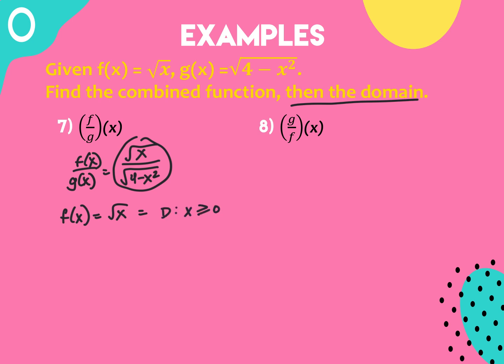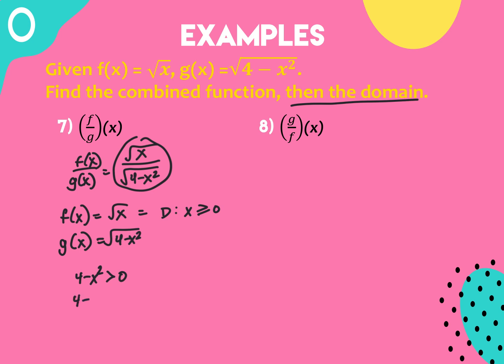So the domain of this, I know, is that x has to be greater than or equal to 0. The denominator is where this gets tricky, because my g of x, normally I would just say, okay, 4 minus x squared has to also be greater than or equal to 0. The issue is that, remember, 4 minus x squared has to be strictly greater than 0, since it's in the denominator, it can't actually equal 0.